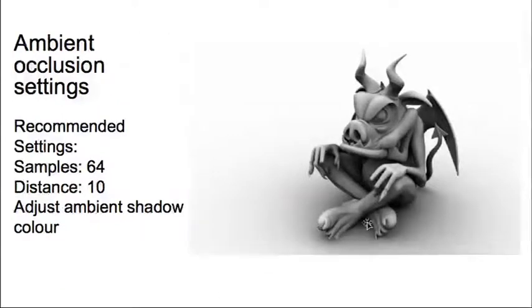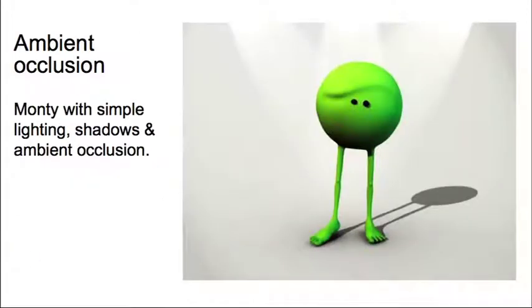Here's another example of something lit by ambient occlusion. Here are some recommended settings. Set samples to 64, set distance to 10, and then adjust the shadow color. So what you're looking for is something along these lines. You can have other shadows as well as ambient occlusion. You can have it turned on with regular shadows if you like. But this is the kind of thing we're looking for.